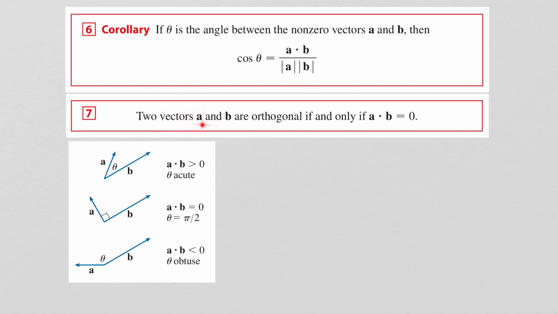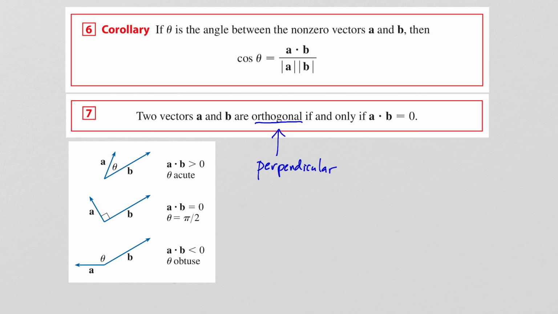Also, if two vectors A and B are orthogonal, that only happens if the dot product is 0. And orthogonal means perpendicular. So just think of orthogonal as a fancy word for perpendicular. We don't normally say two vectors are perpendicular. We say they are orthogonal to each other.